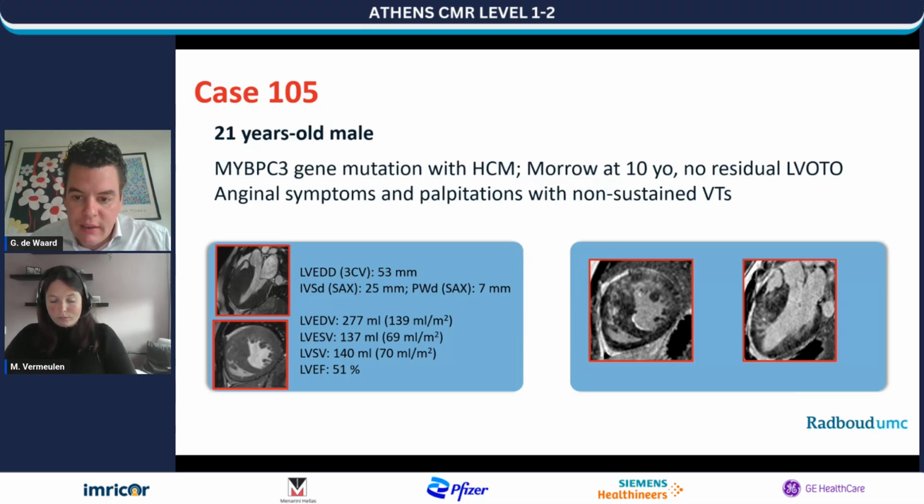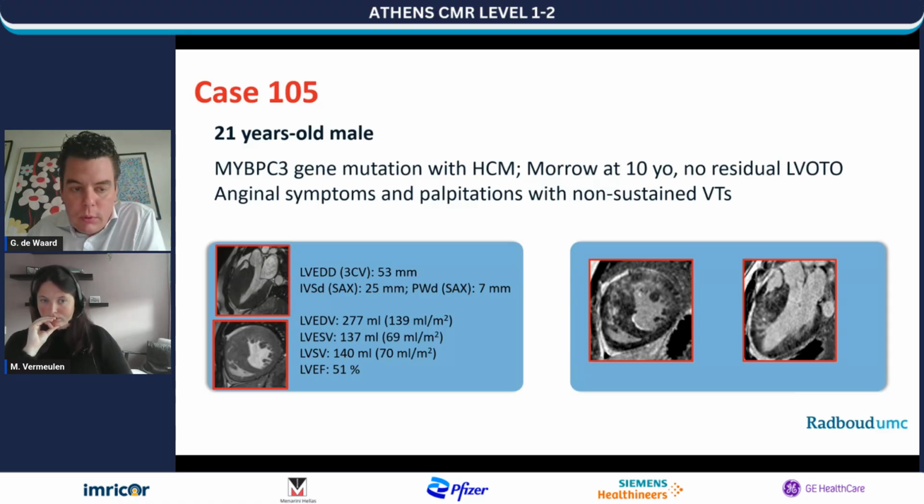You'll see at the late gadolinium enhancement that there's extensive patchy late gadolinium enhancement. But yeah, this is, of course, a very severe case, and it's remarkable that his brother was a couple of years older. You wouldn't be able to tell the difference of the CMRs if you compared them, because he had exactly the same appearance.